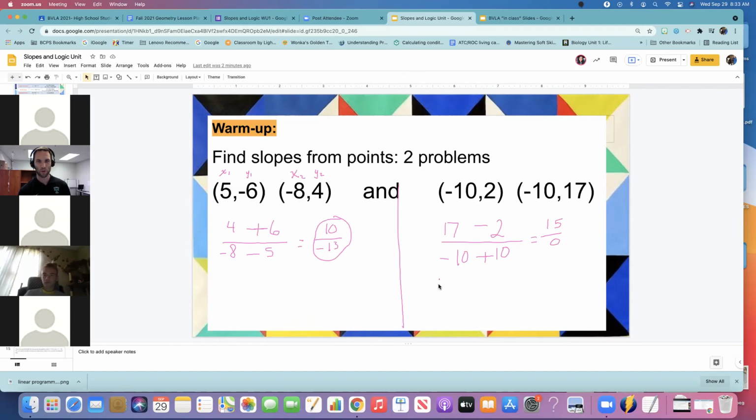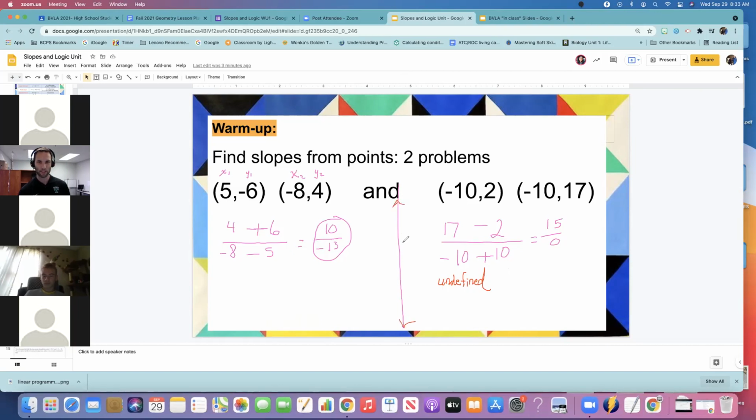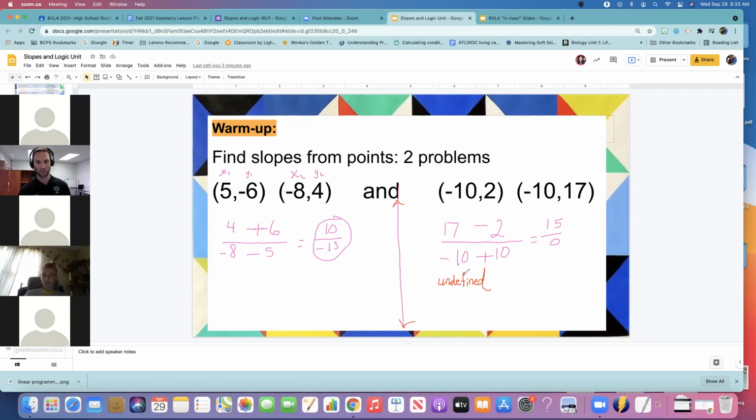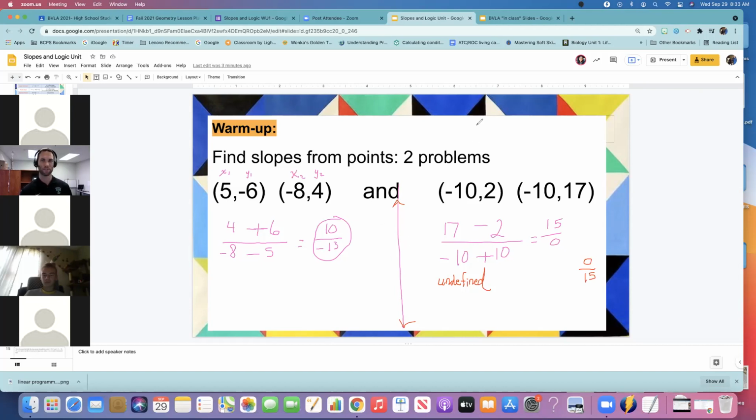This is what we call undefined, because there's a rule that you may not divide by 0. So this line rises 15 and runs 0, and so there's no slope. It's not that the slope is 0. If it were 0 over 15, that would be a slope of 0, a flat line, and that's fine, but this is not fine. This line is straight up, so there's no slope. Is that good for everybody?